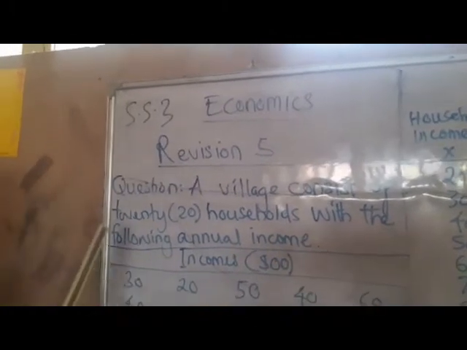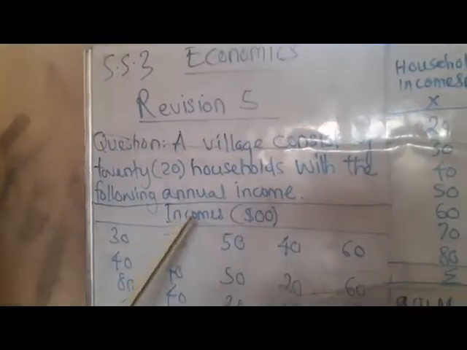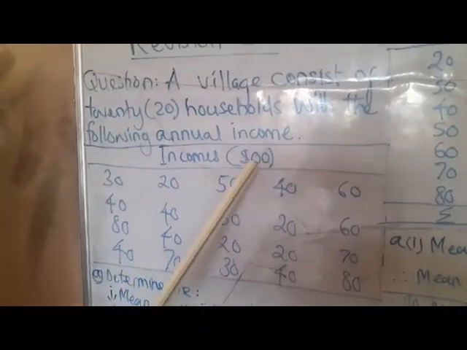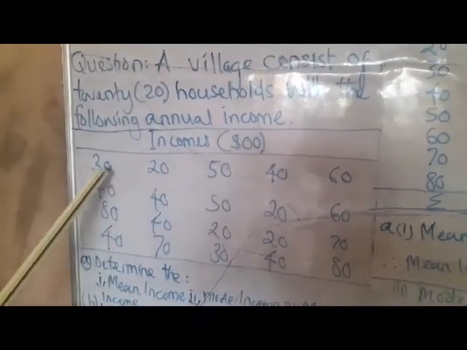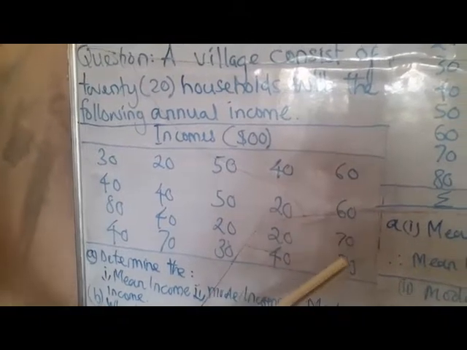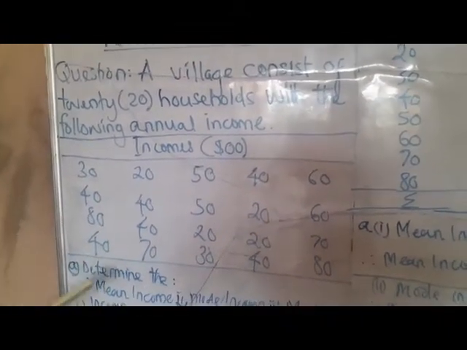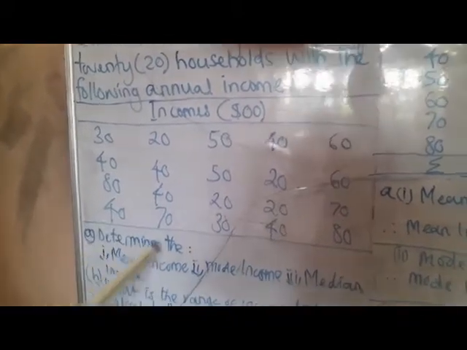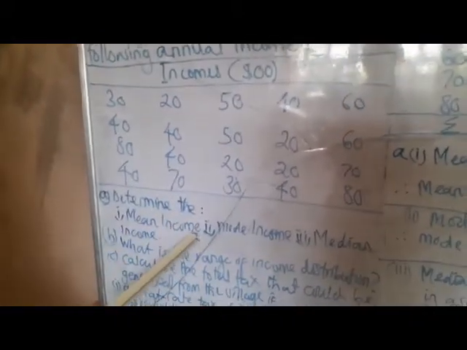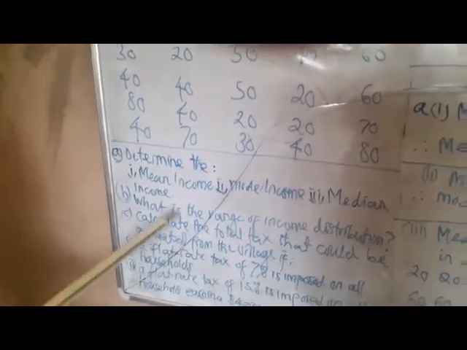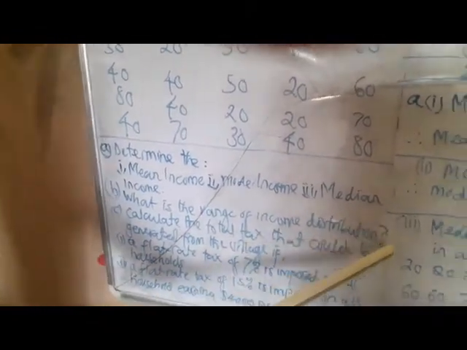Question: a village consists of 20 households with the following annual income. You can see here is a table of income in hundreds. So these are annual incomes of households in a village. Determine the 1, mean income, 2, mode income, 3, median income. B, what is the range of income distribution?